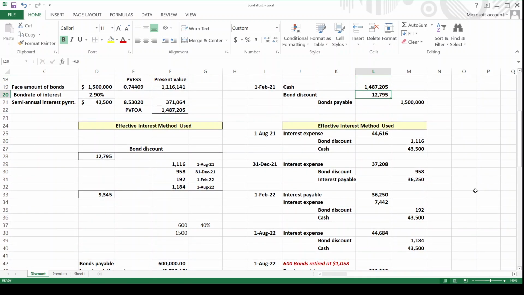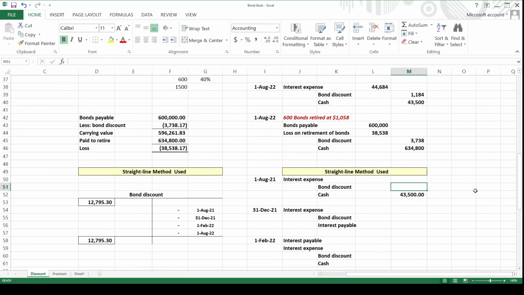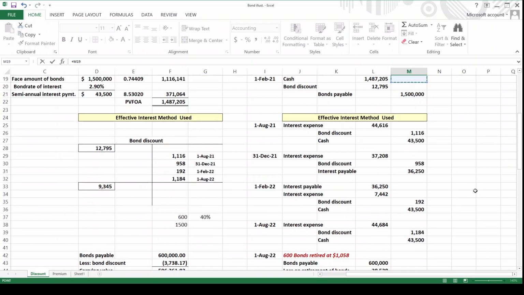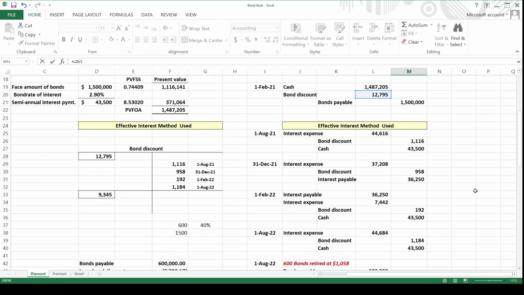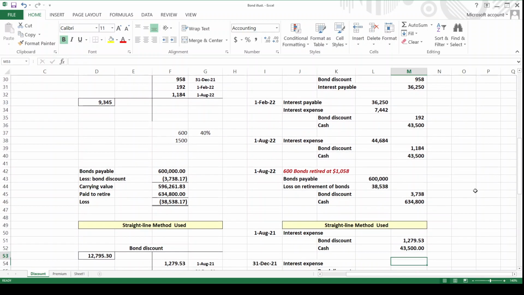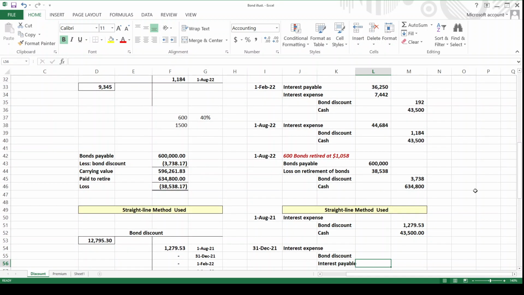This number here, 12,795. So I'm going to take the 12,795 from up here, and I'm going to divide by 10, which gives me 1279.53. I'm going to leave the pennies in there because there might be some rounding issues. So what's the expense? Well, we go back to that debits have got to equal the credits, right? So we add these two numbers together. Bingo, 44,779. Why is this called the straight line method? Because you can do the same thing every 6 months.